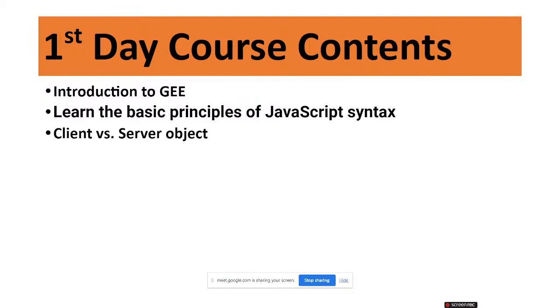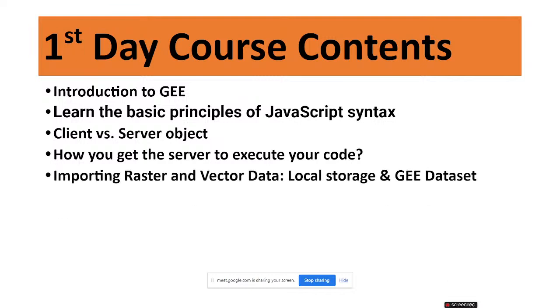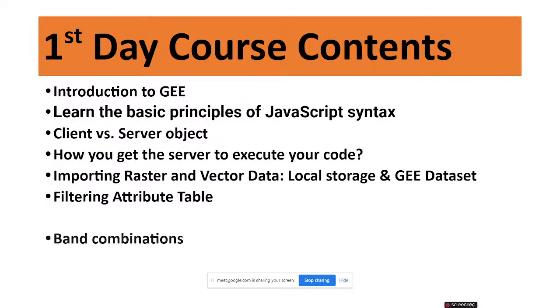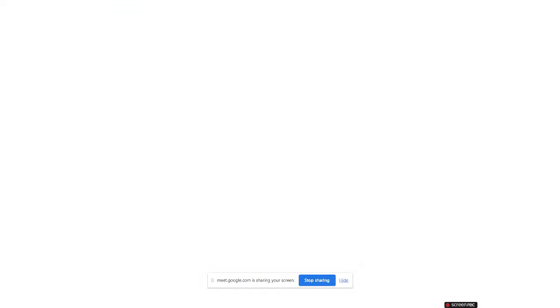And then we also discuss the client and server objects and how to get the server to execute your code, and how you can easily import raster and vector data from the local storage as well as Google Earth Engine dataset. We also discuss filtering attribute tables, how you can use different types of band combinations, and how you can easily import, filter, reduce, clip, and display data in Google Earth Engine platform.